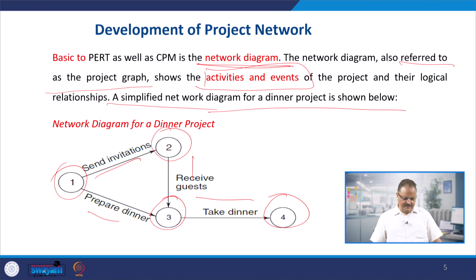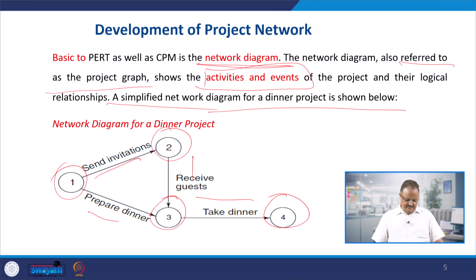So the first condition of the network structure is fulfilled. The second thing is they should be logically sequenced. They are logically sequenced: we send the invitation, we prepare the dinner, we receive the guest, and we take the dinner. The third is that they can be independently started and stopped. You can start or stop sending the invitation independently. You can start or stop preparing dinner at any point of time. You can receive the guest independently, and you can take dinner independently. So there is no interrelationship among these activities.